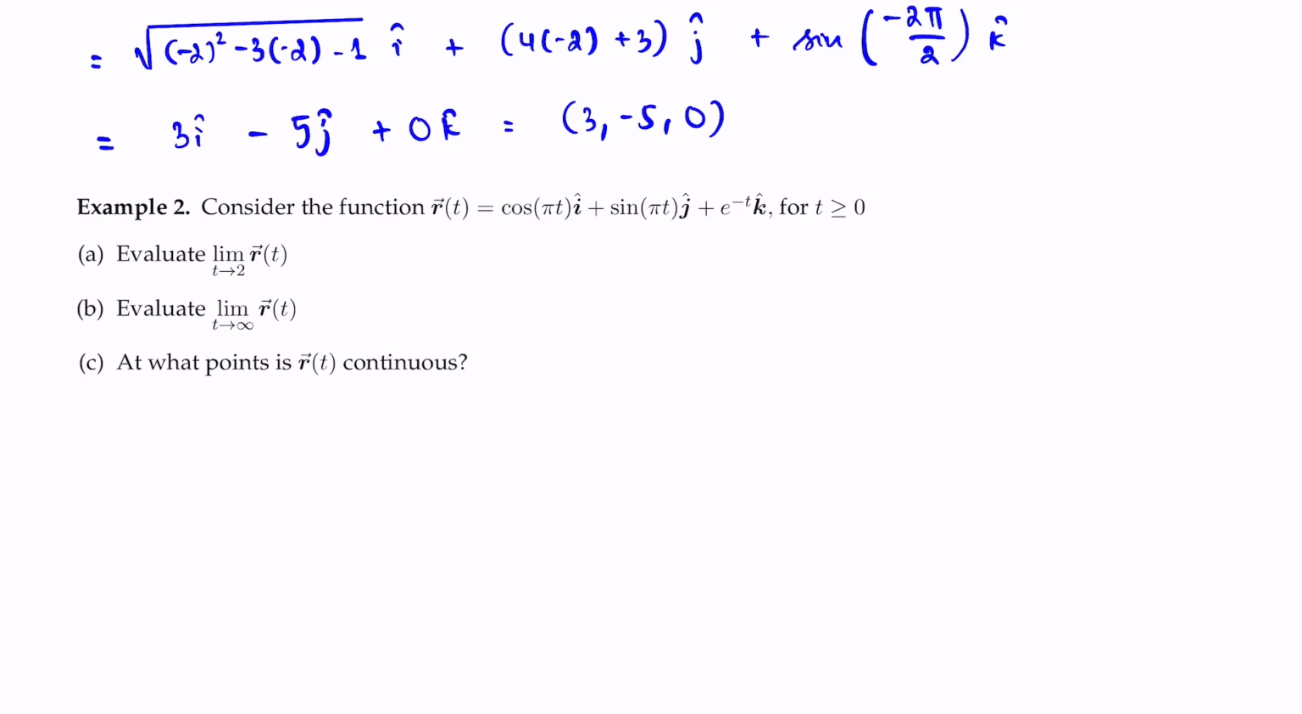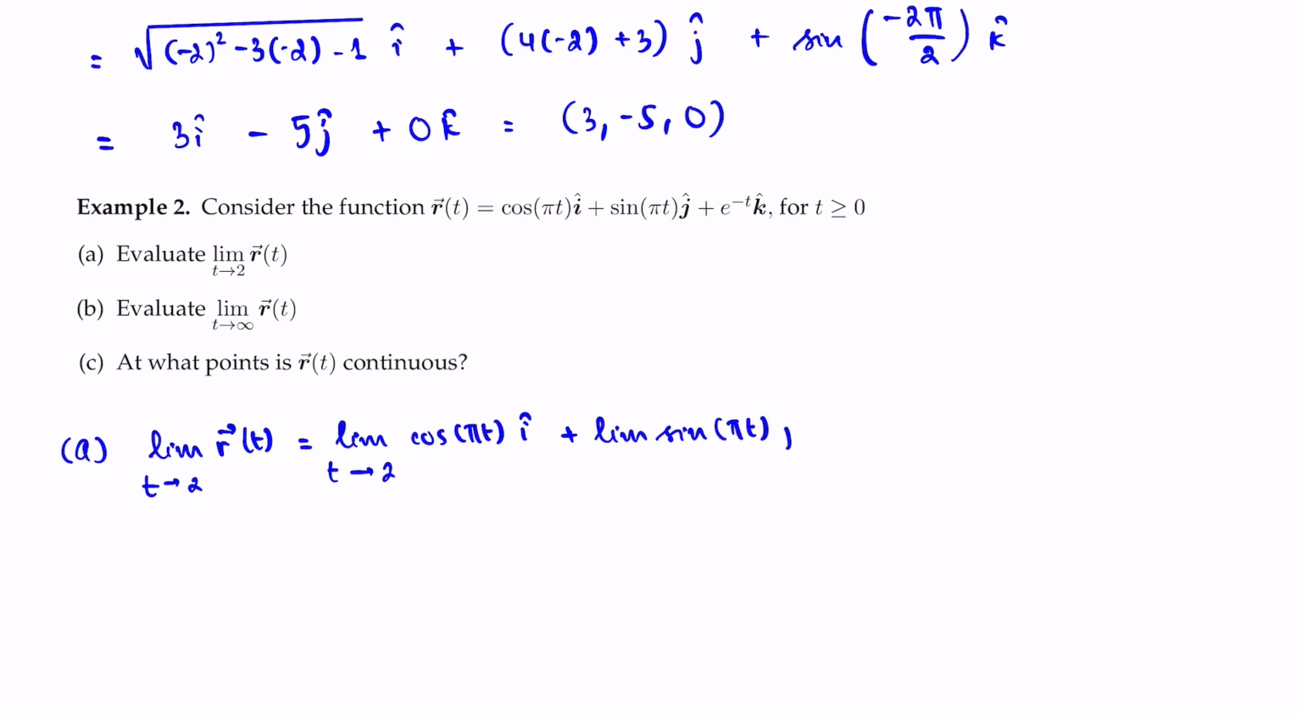So for the first part, it's a straightforward calculation. You want to evaluate the limit of the vector valued function. What you do is find the limit of each component. So the limit of r of t as t approaches 2 is equal to the limit of cosine of pi t i as t approaches 2, plus the limit of sine of pi t j as t approaches 2, plus the limit of e to the -t k as t approaches 2. Now again, cosine of pi t, sine of pi t, and e to the -t are continuous functions, and therefore you can just use direct substitution to evaluate the limit.